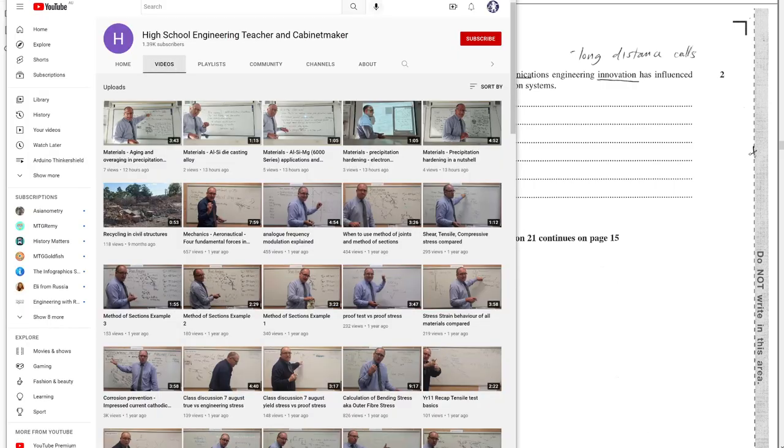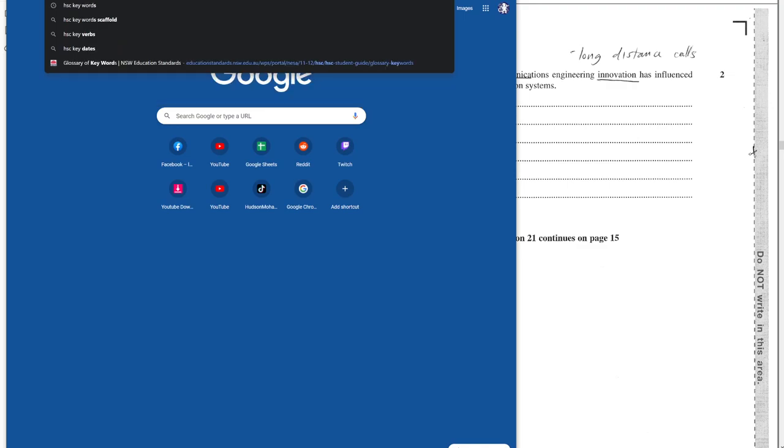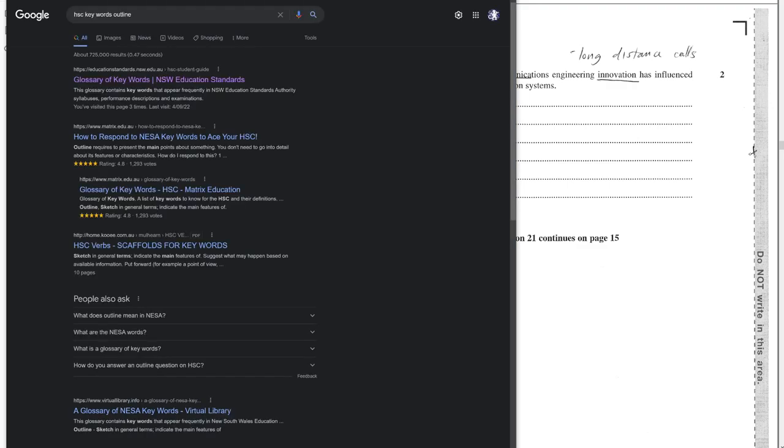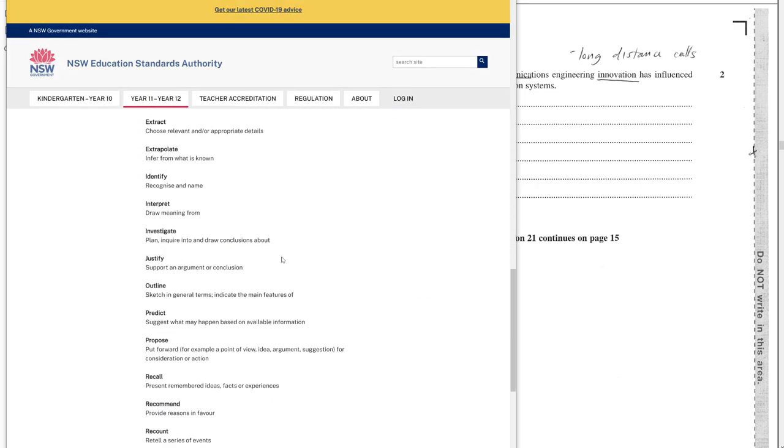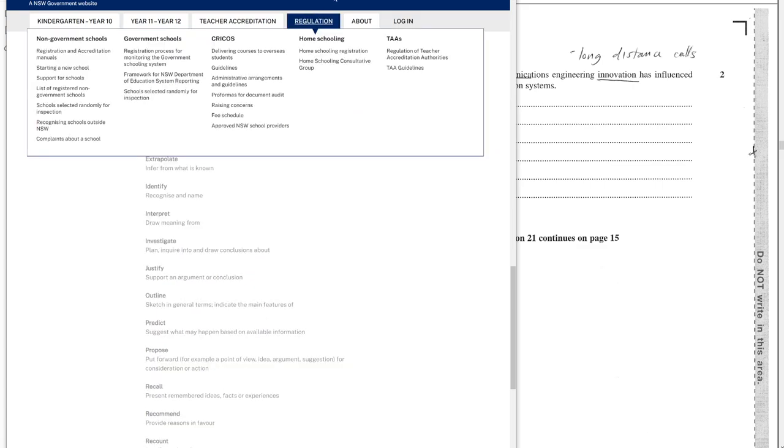Here we have: outline how one telecommunications innovation has influenced traditional voice communication. If we're using cube, we circle the word outline. Outline is really vague. What is outline? Let's show where they come from. I will go to HSC keywords and then go to outline. Outline: sketch in general terms, indicate the main features of.